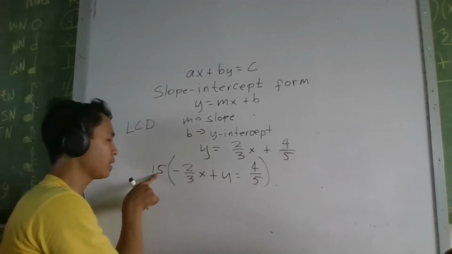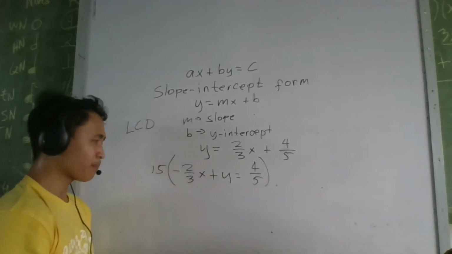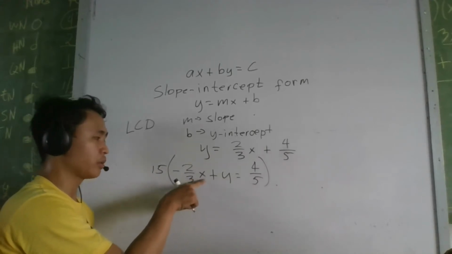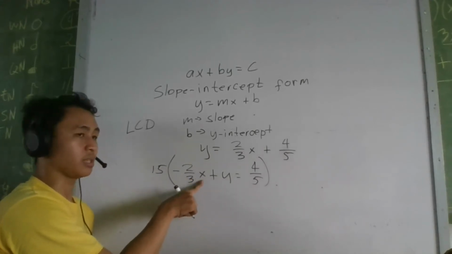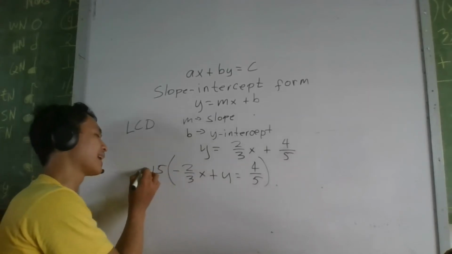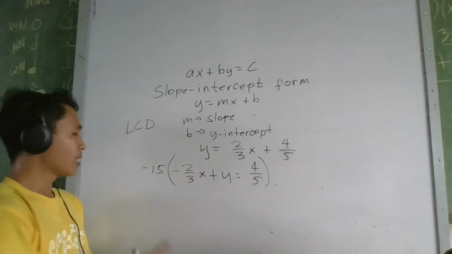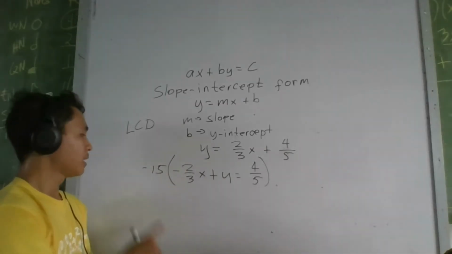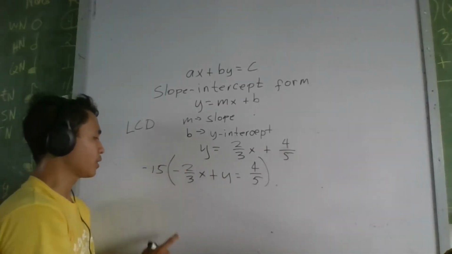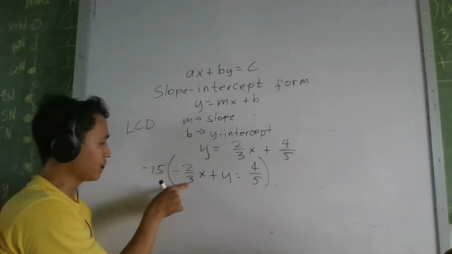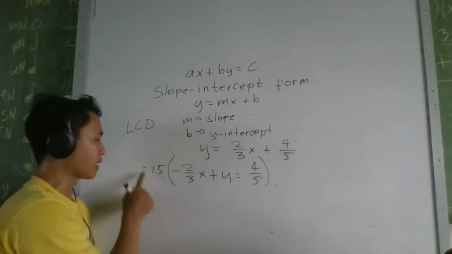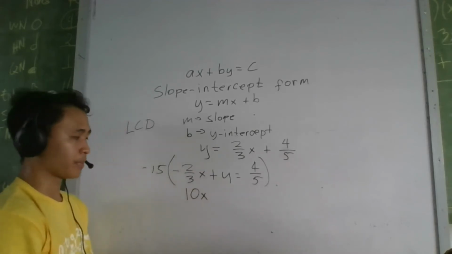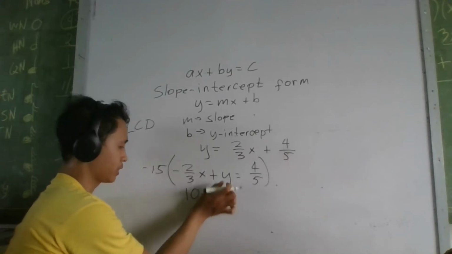Another step pala is dapat as much as possible yung first term natin or yung x is positive. So since negative dito, dapat negative 15. Kasi para mag-negative times negative, maging positive yung x. Kuha? So negative 15 times negative 2/3, negative 15 divide 3 is 5, times 2 is 10. Negative times negative is positive, so matitira is 10x. Okay? Then that is plus, or sorry, that is not plus.